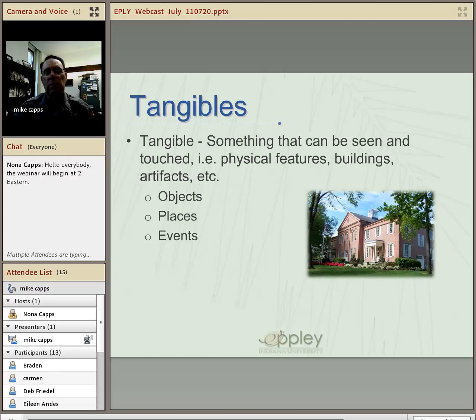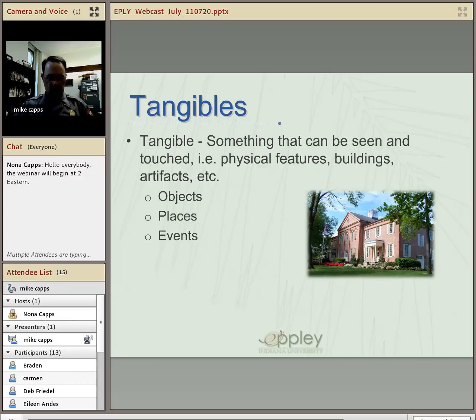Seeing a writing desk might be somewhat interesting. Knowing that that writing desk was where Abraham Lincoln sat to write the Emancipation Proclamation, now it's a whole different thing. Now you can understand the context of that tangible resource.